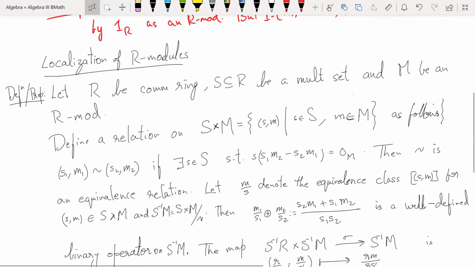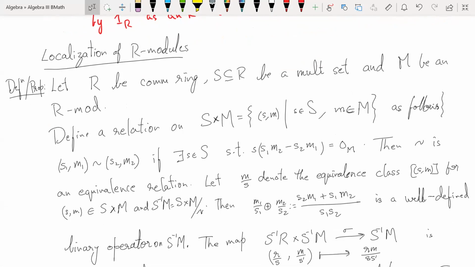Then one can define a relation on the set S cross M. Remember, there we had S cross R, and we were trying to define an equivalence relation to define localization of rings. So you replace R by M, and that is pretty much what you do throughout.